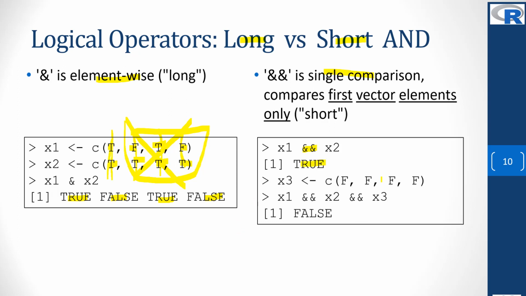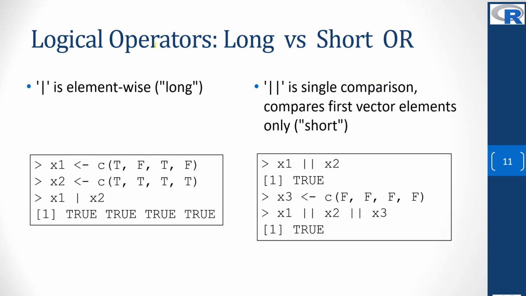Now if we bring in another vector, let's set this x3 to all false. When we do our comparison with the short logical AND, we have to go left to right. So first we're doing the x1, x2 comparison, which we did up here, and we got true, and then we continue with the first element of x3, which is false, and so the single true and the single false with a logical AND results in a final result of false.